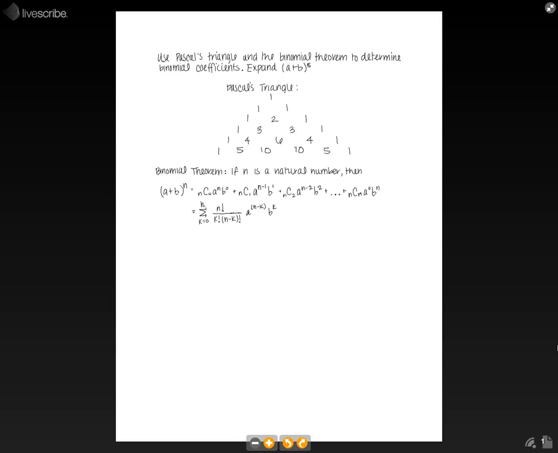So if we started at the top, we would have the coefficient for a plus b to the 0, which would obviously just be 1. The next row would be a plus b to the 1, and so on, a plus b squared, a plus b to the third, a plus b to the fourth, and then what we have, which is a plus b to the fifth.